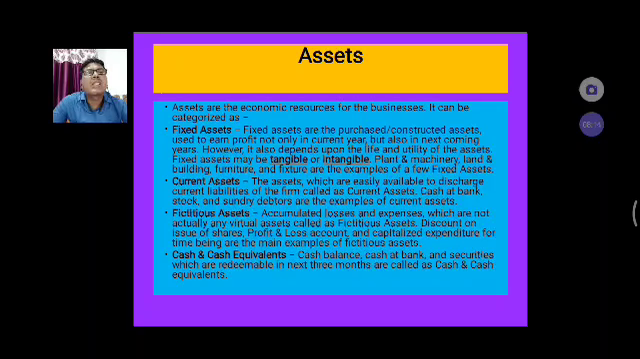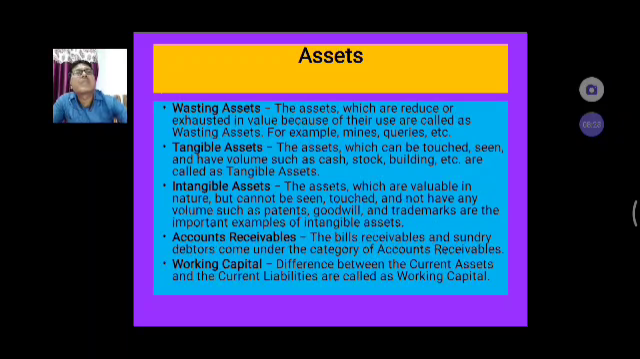Cash and cash equivalents. Cash balance, cash at bank and securities which are redeemable in the next 3 months are called cash and cash equivalents. Wasting asset: the assets which are reduced or exhausted in value because of their use are called wasting assets. For example, mines, quarries, etc.